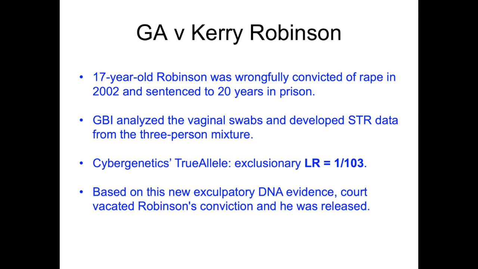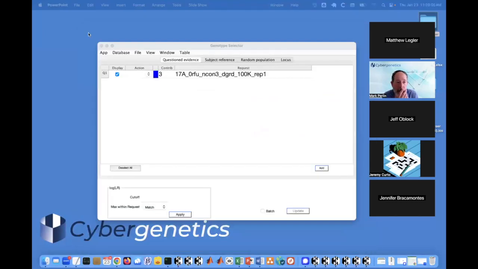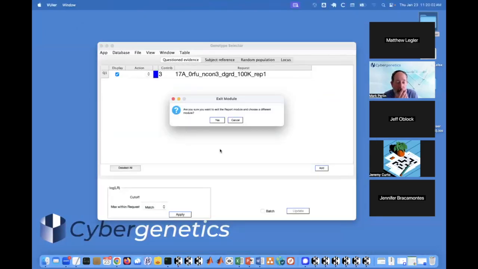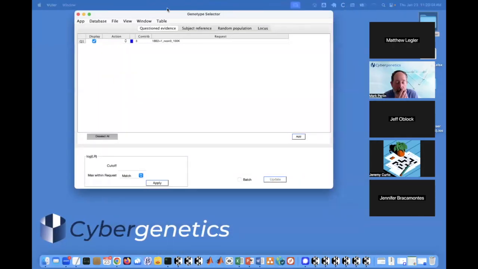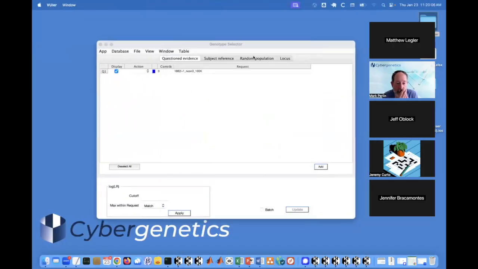Do we, I think, yep. Back up? Yeah, back up. Sorry. And let's take a look at what TrueAllele is showing us. Okay. Get rid of that one. Okay. Bring this one in.